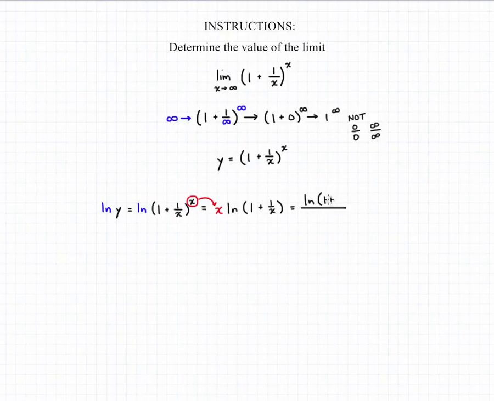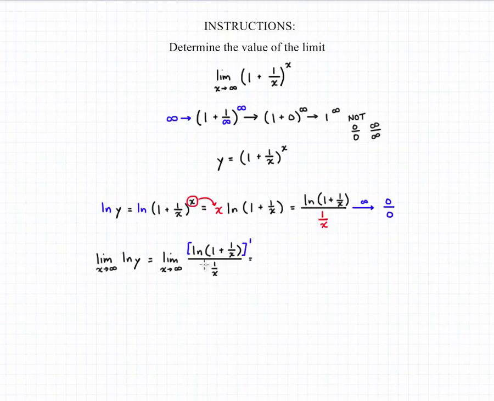We can then rewrite this as a fraction, changing the x that's being multiplied into dividing by 1 over x. And now, if we substitute in infinity for x, we're going to end up with the form 0 over 0, which means we can apply L'Hopital's rule to this new function. And the key here is we're finding the limit of the natural log of y, so we're going to have to take our answer when we're done and go through one more set of steps to actually find the limit of y, which is the function we're originally looking for.